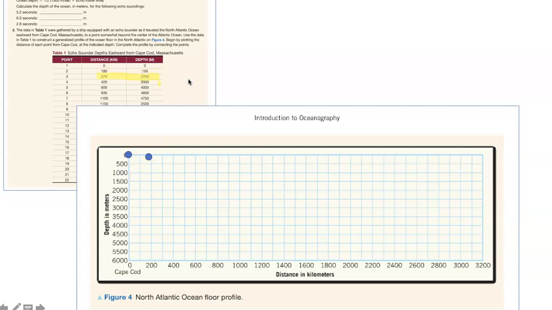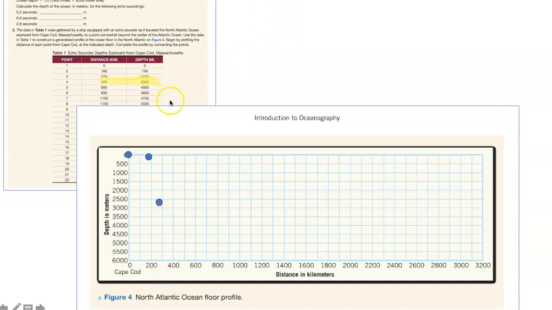Point 3 is at 270 kilometers distance and 2,700 meters depth. So 270 is going to be somewhere around here, and then 2,700 meters is going to be around here. So that's point 3. And you don't have to label the points 1, 2, 3.